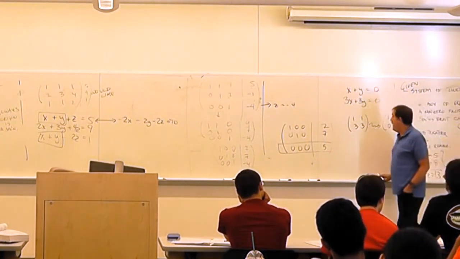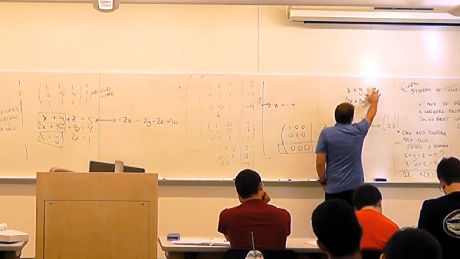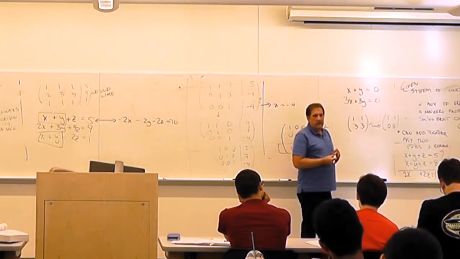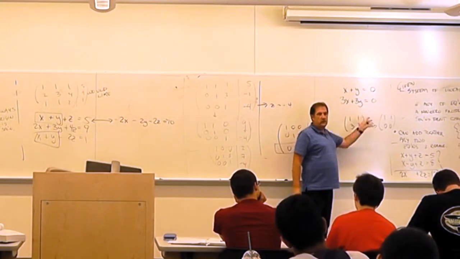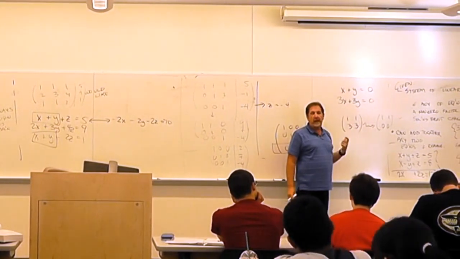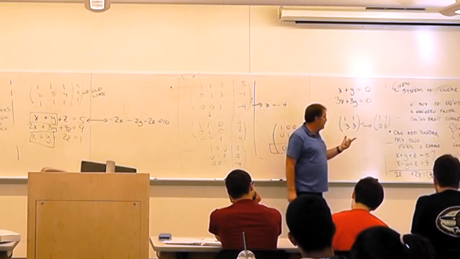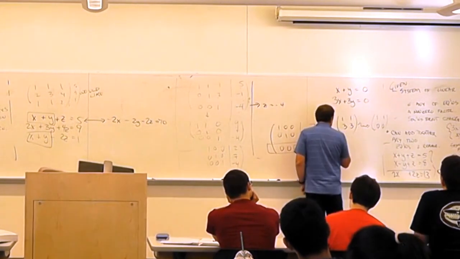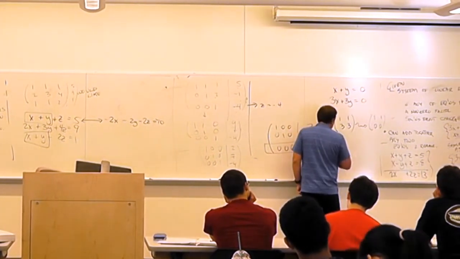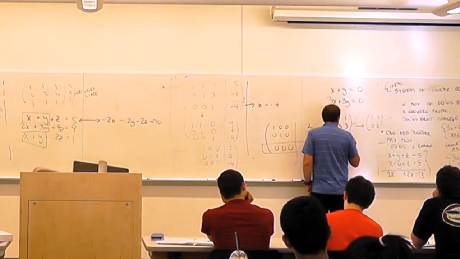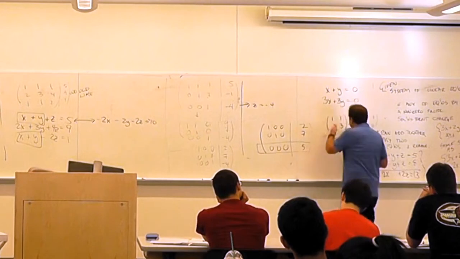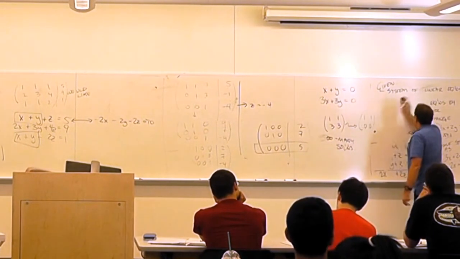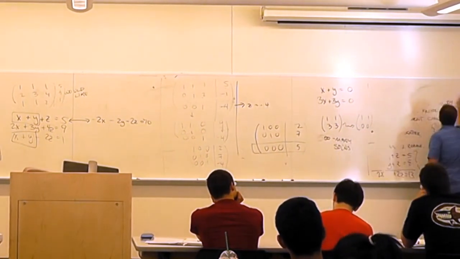The same thing will happen no matter how many variables I have. If when I do this, I eventually get a row of all zeros, something bad there. That tells me that I have infinitely many solutions. So in the 2x2 case, this is easy to see.